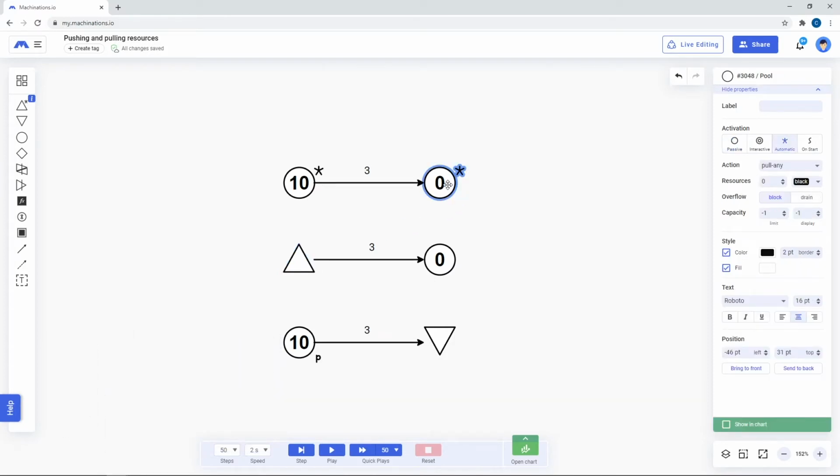A node that is set to pull any will attempt to pull any available resource up to the amount specified on the resource connection each step. You can also use that to pull resources out of a passive source.